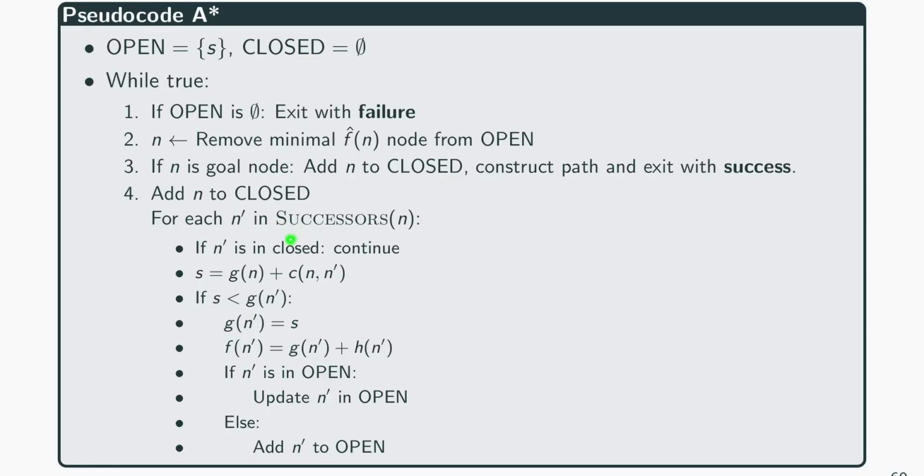Then we compute a tentative G value. If that one is better than any solution we have known before, then we update our G value and our F value. I think this one should technically also be the hat version now, so F hat and H hat. And then we have this tricky step, because we have to check if it's in open, then we have to update the F cost in open, and otherwise we have to just add it to open.